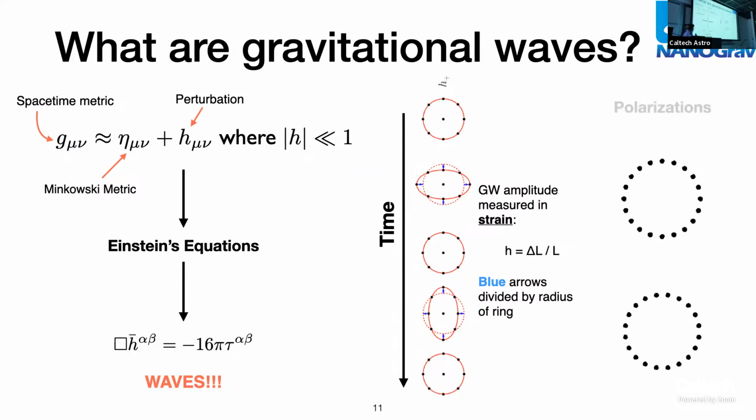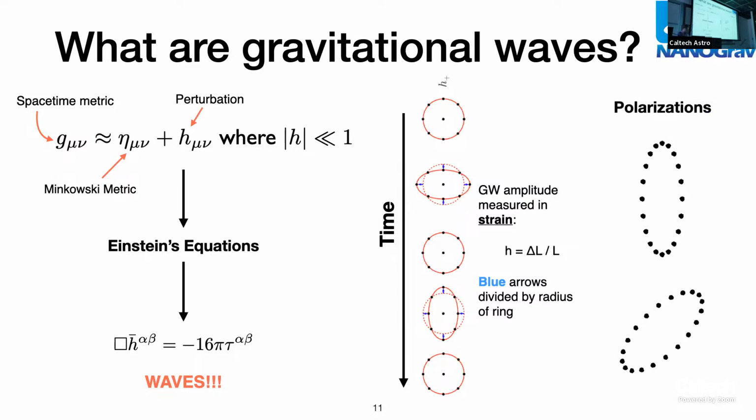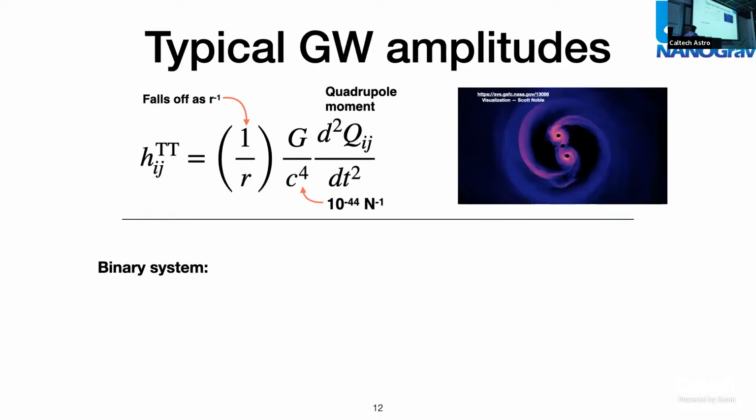There are two polarizations that we talk about, a plus polarization and a cross polarization that are 45-degree rotations of each other. Since gravitational waves propagate at the speed of light, we've only got two polarizations, similar to electromagnetic radiation. So we should talk about what the typical gravitational wave amplitude is that you might expect.